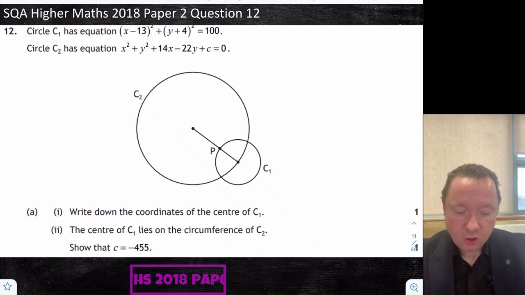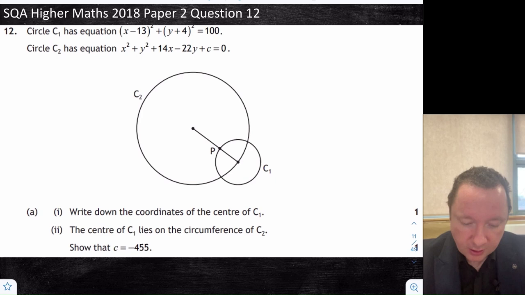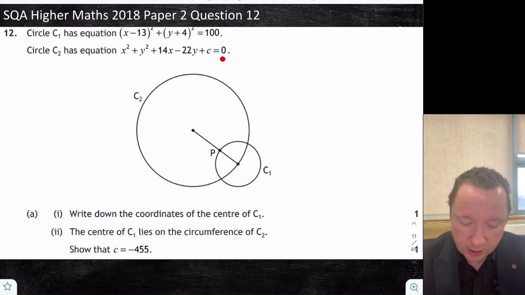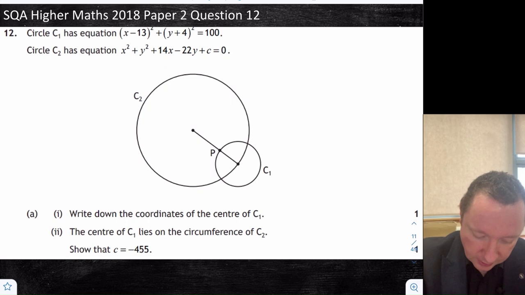SQA Higher Maths 2018 paper 2 question 12. Circle 1 has equation (x − 13)² + (y + 14)² = 100, and circle 2 has this equation. Write down the coordinates of the centre of circle C1. Well, that's nice and easy. The centre of C1 equals (13, −4).